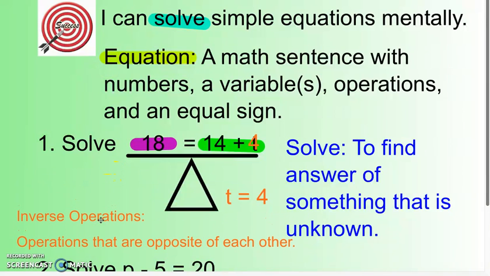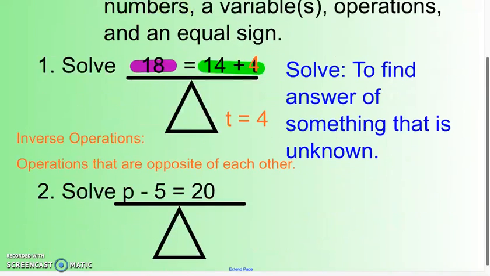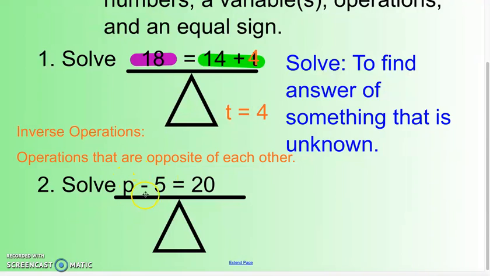And we can use that knowledge in order to find missing numbers. How about this one? Here's the left side of my equation and then the right side of my equation, and I need to figure out p minus 5, so some number minus 5 is 20. And what would that number be?